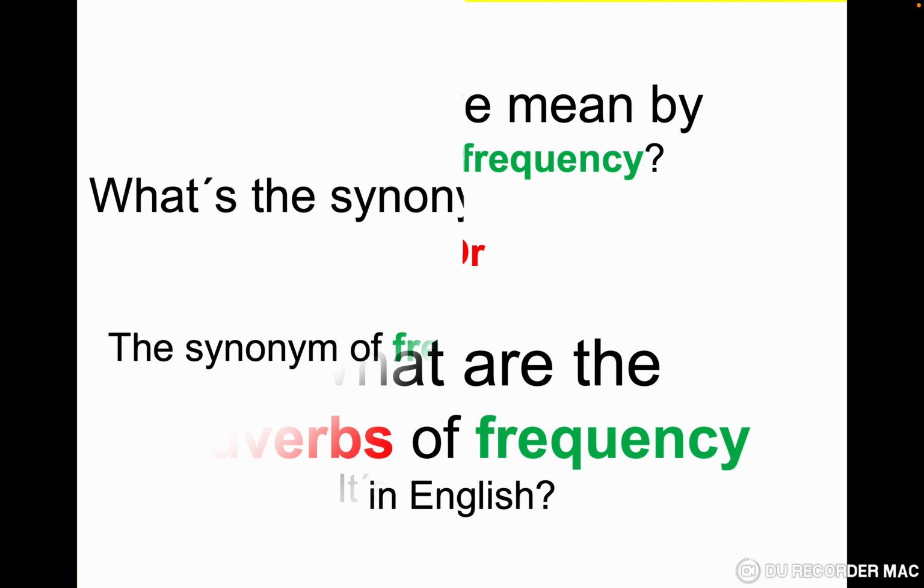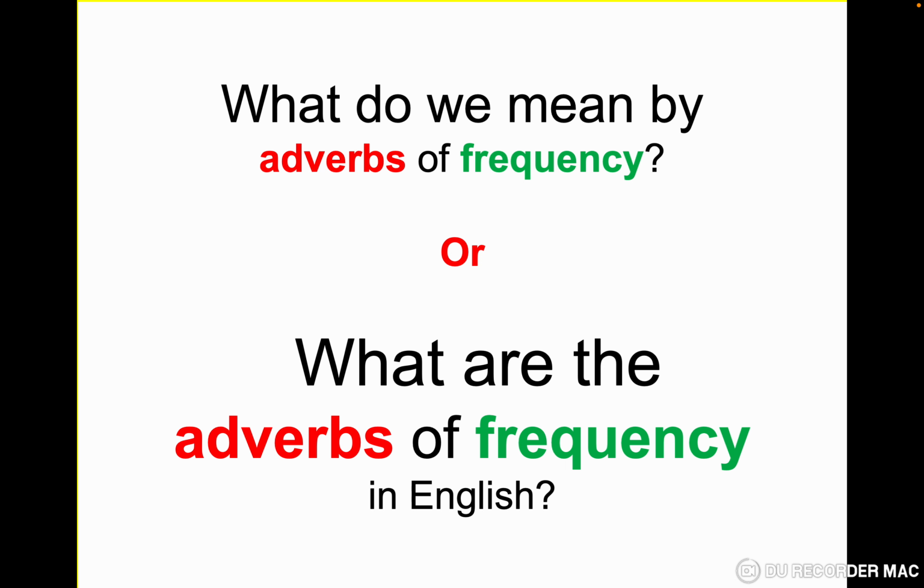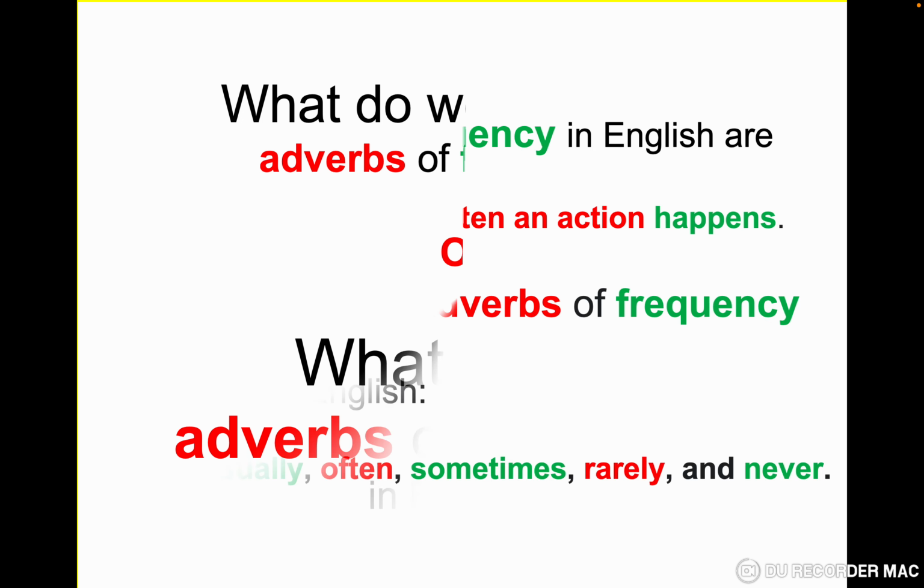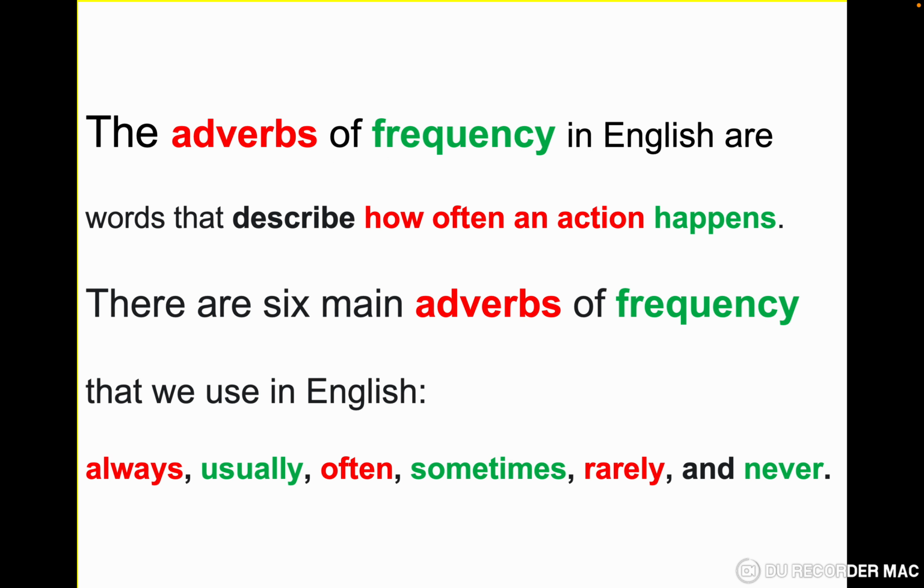Let's continue. What do we mean by adverbs of frequency, or what are the adverbs of frequency in English? The adverbs of frequency in English are words that describe how often an action happens, the repetition of an action, how often it is repeated. There are 6 main adverbs of frequency that we use in English.